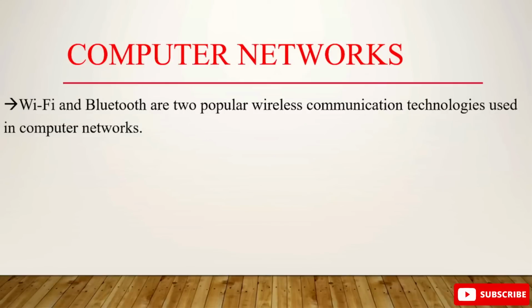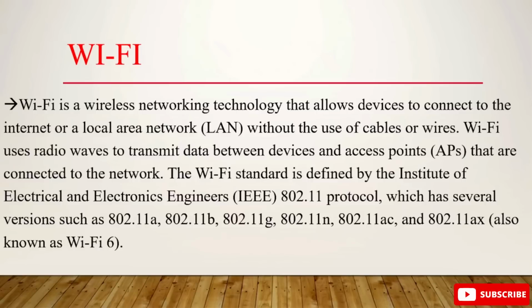Hello everyone, in this video we will talk about Wi-Fi and Bluetooth. Wi-Fi and Bluetooth are two important wireless communication technologies used in computer networks. Wi-Fi is a wireless networking technology that allows devices to connect to the internet or a local area network without the use of cables or wires. Wi-Fi uses radio waves to transmit data between devices and access points that are connected to the network.